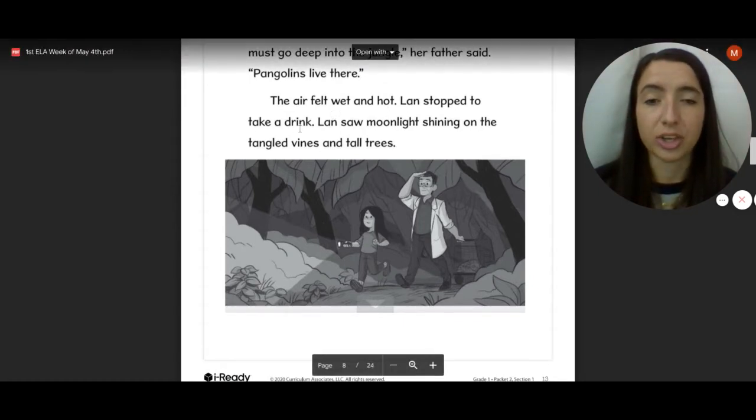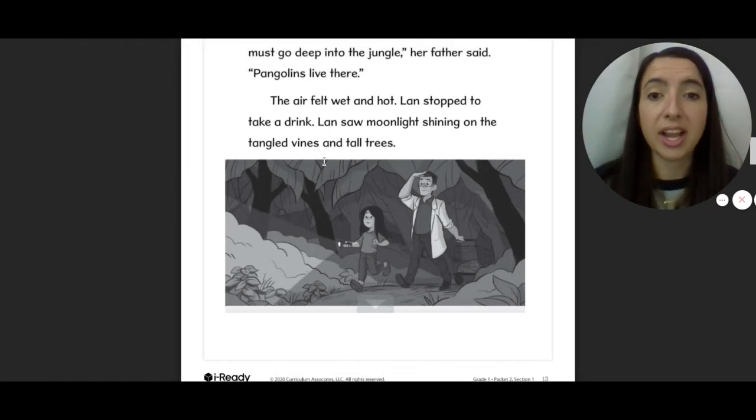Lan stopped to take a drink. Lan saw moonlight shining on the tangled vines and tall trees.